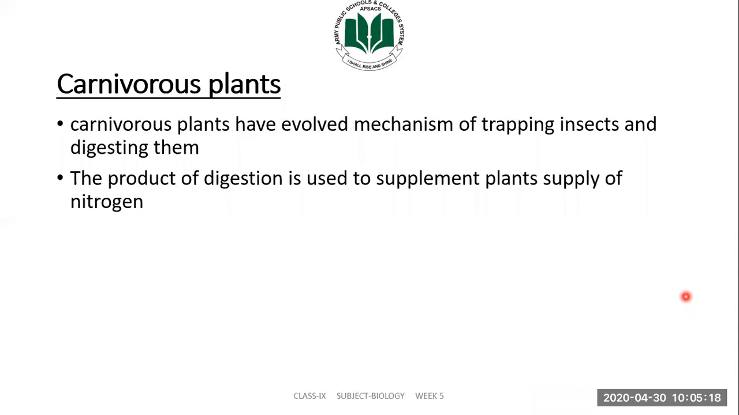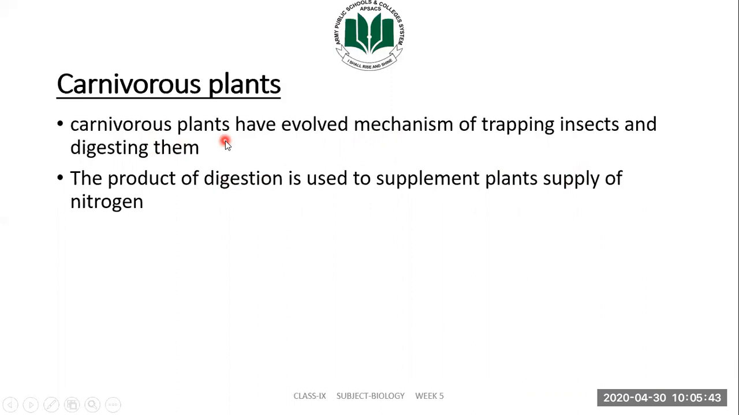That was all for nitrogen and the magnesium role in plants' growth and what happens when they are deficient in plant soil. Now there's an interesting topic of carnivorous plants. What are carnivorous plants? These are the plants which have evolved a mechanism of trapping insects and digesting them. They are green in color and a lot of them are red and other colors. They are not getting up photosynthesis.